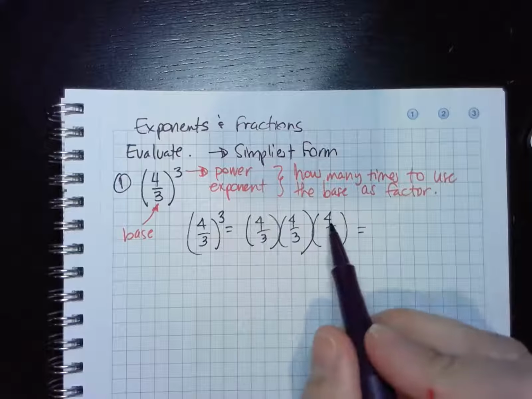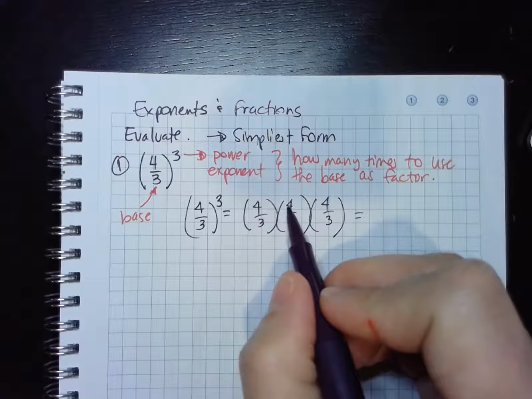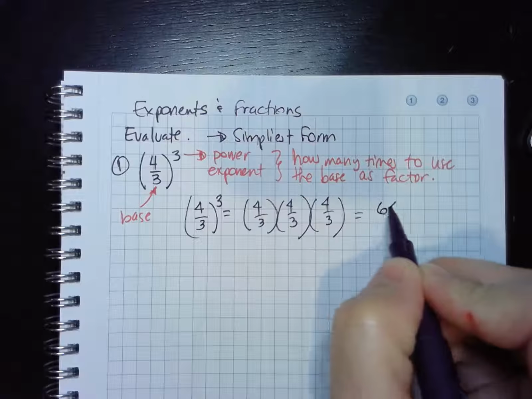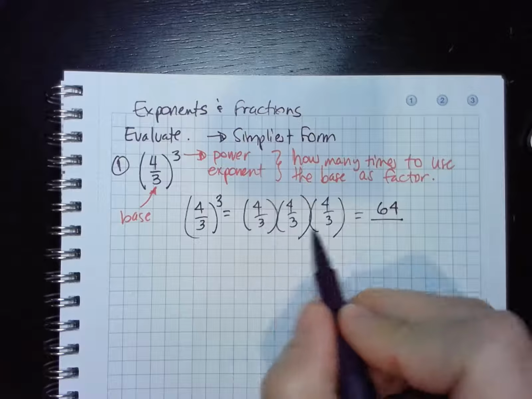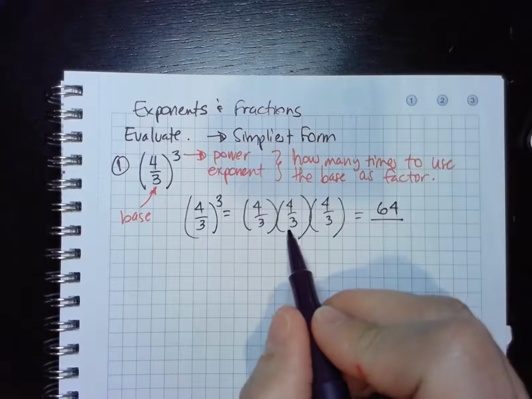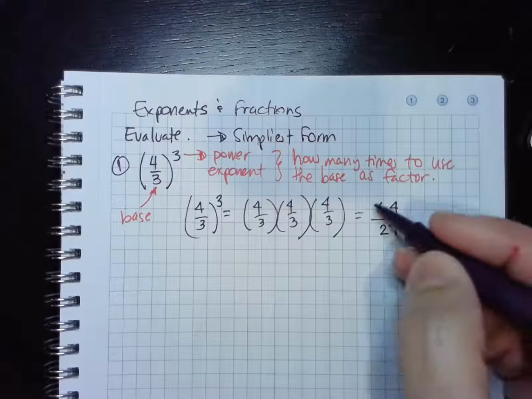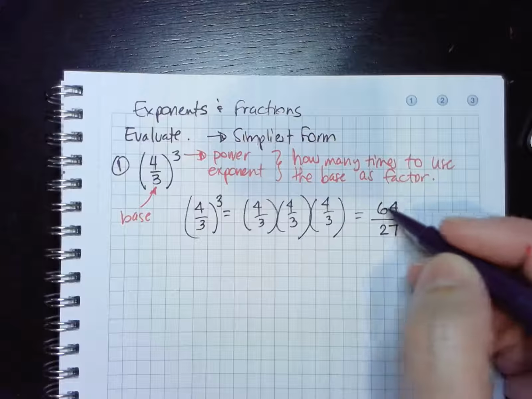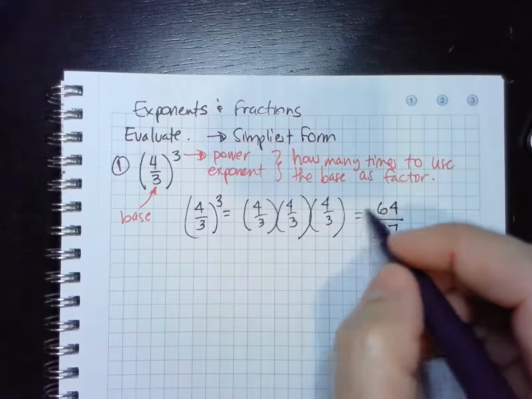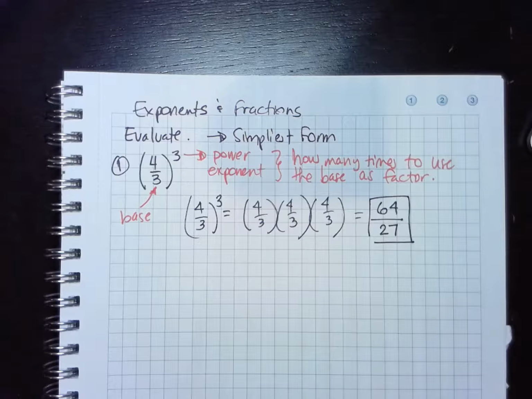When we multiply fractions together, we multiply the numerators. 4 times 4 is 16. 16 times 4 is 64. And then we multiply the denominators. 3 times 3 is 9. 9 times 3 is 27. And then we check to see if these have a common factor. Is there something that goes into 64 that also goes into 27? In this case, no. And so there's our final answer.